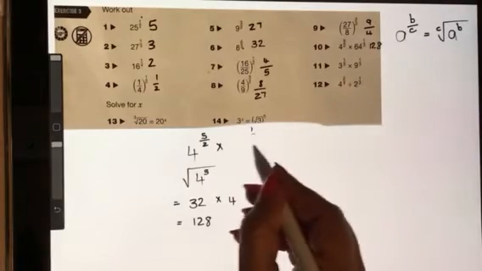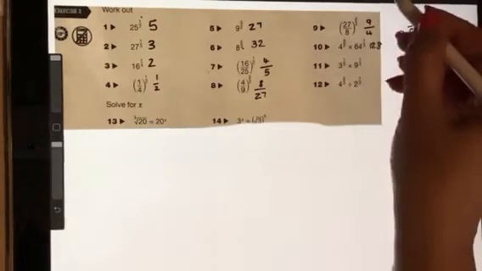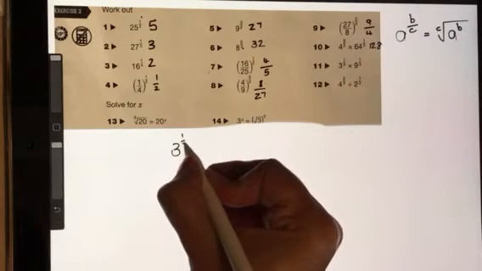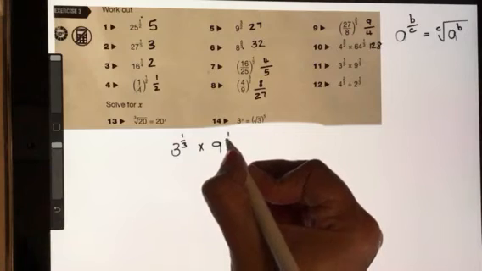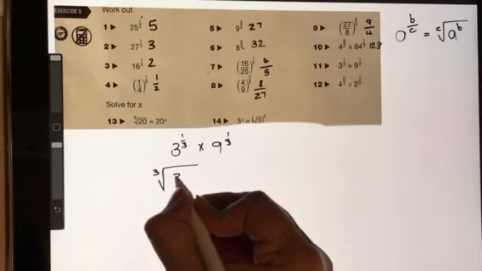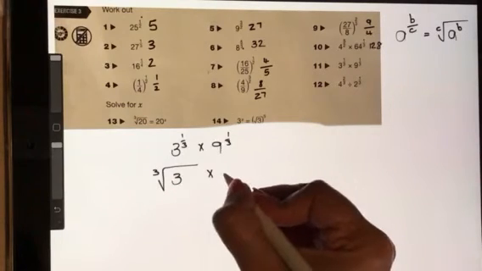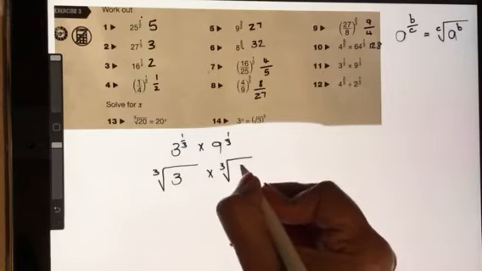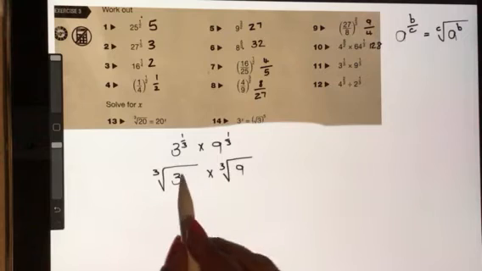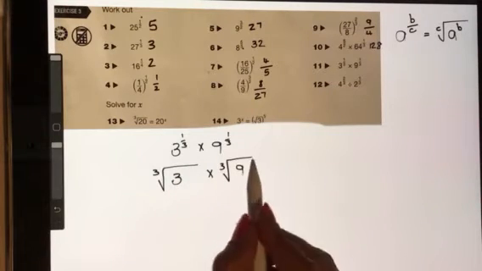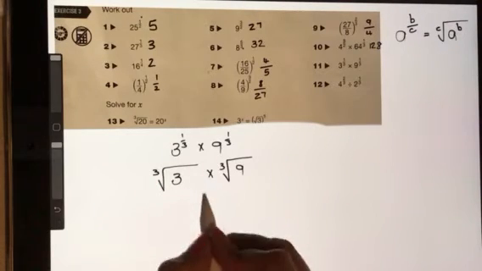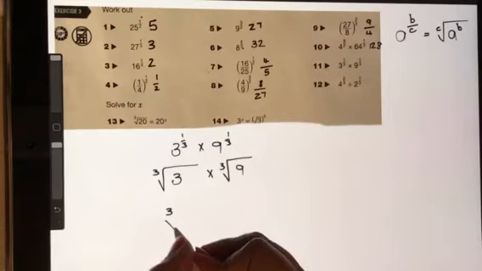Right, for number 11, we've got 3 to the power of a third times 9 to the power of a third, which gives us the cube root of 3 times the cube root of 9. Now, the laws of surds state that you can actually multiply the surds if the root is the same. So we've got a cube root and a cube root, so we can simply do this.